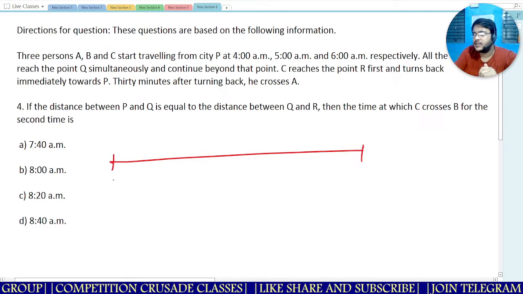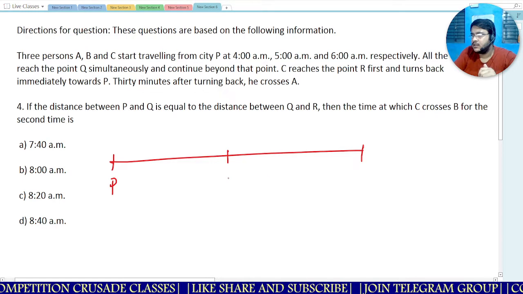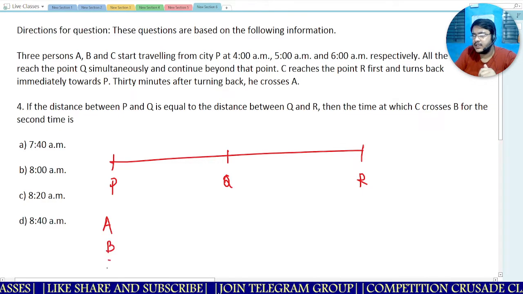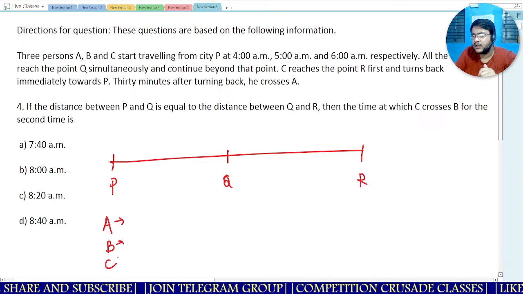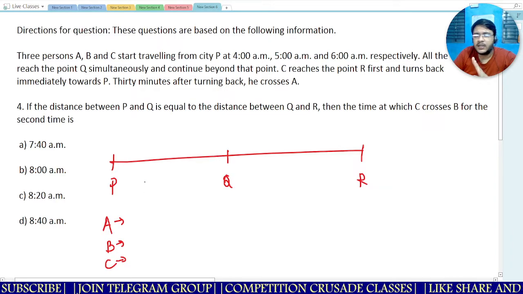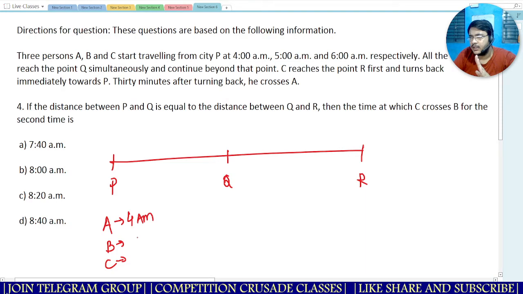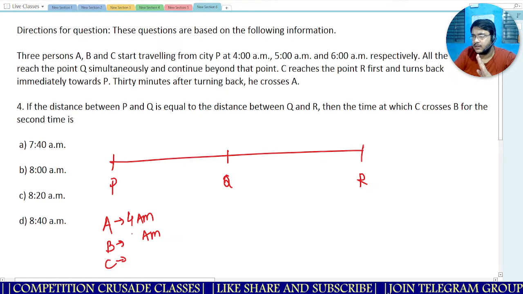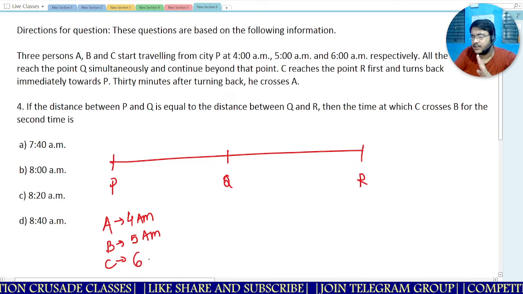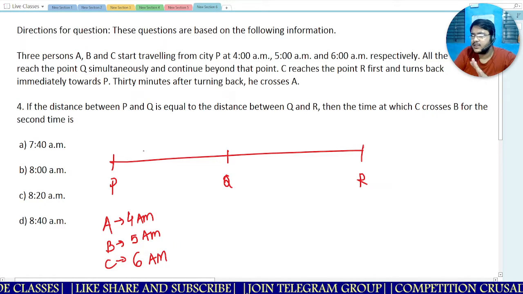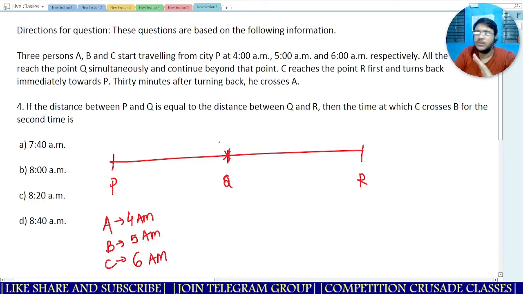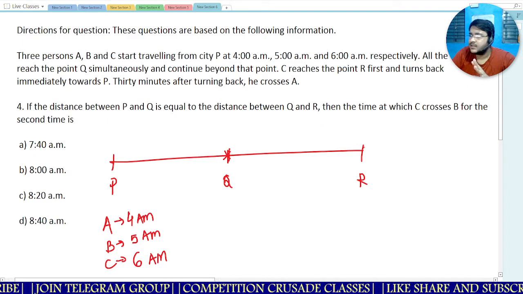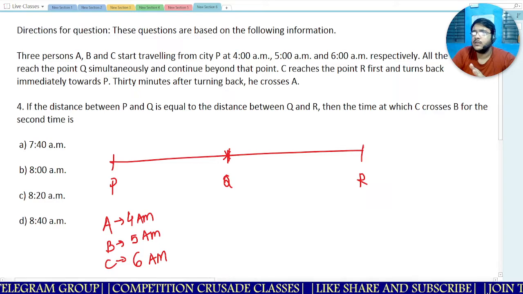Initially there was this P, Q and R, and obviously A, B and C started walking. They haven't started simultaneously. A started at 4 a.m., this one started at 5 a.m., and this one at 6 a.m. The story remains the same. All of them reach this point Q simultaneously.